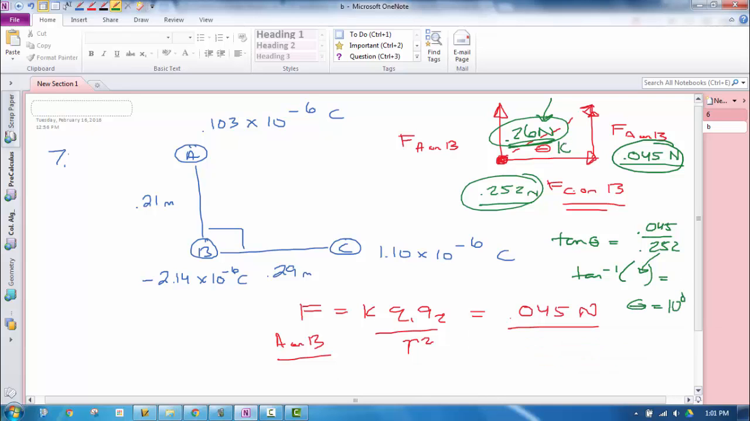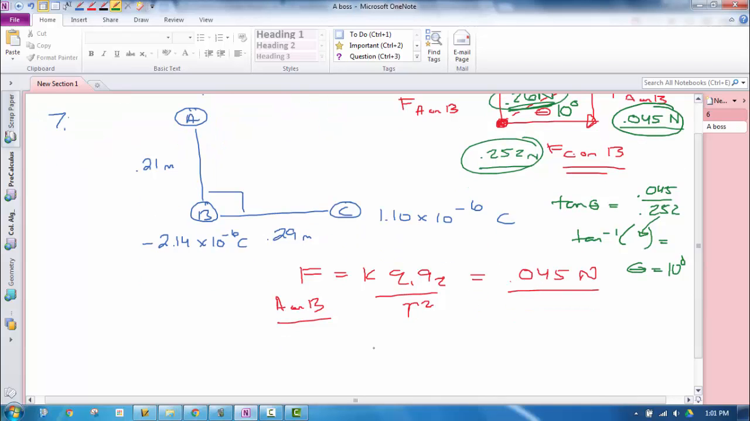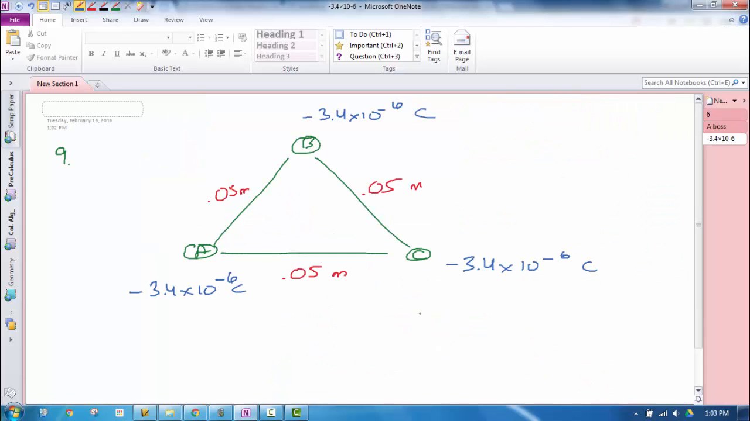And then if we want to do tangent of theta equals opposite, 0.045, over adjacent, 0.252, and do inverse tangent of this right here, we get our theta, which is about 10 degrees. So our overall resultant magnitude would be 0.26 newtons at 10 degrees. And that angle we can represent as 10 degrees above horizontal to the right. And that's good enough. All right, so here's number 9. It gives us an equilateral triangle here.